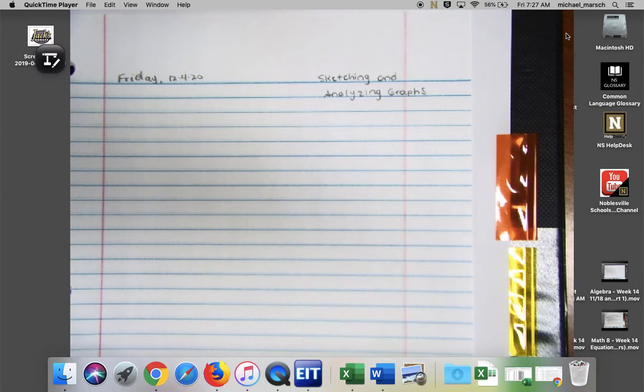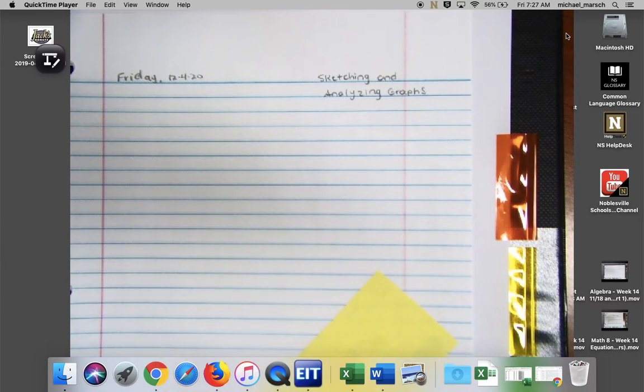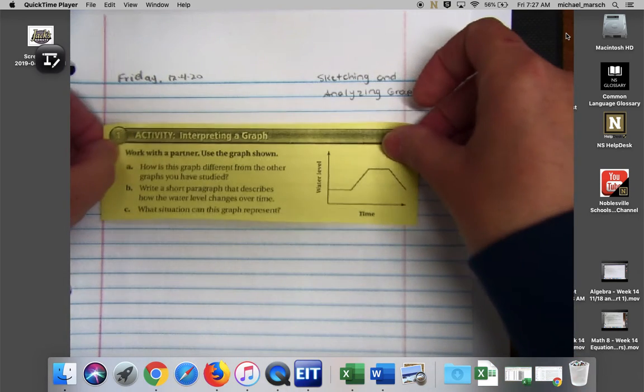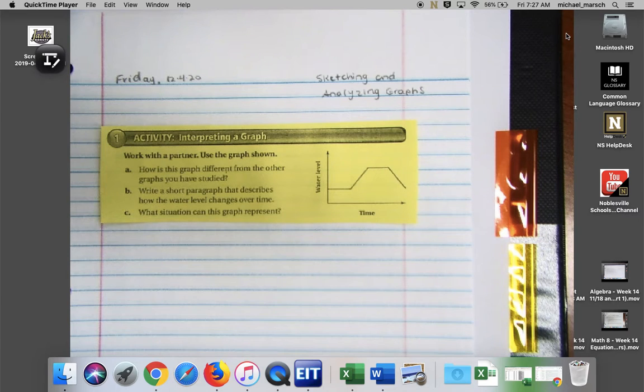All right, so what we're going to do is glue in activity 1. And it says work with a partner, use the graph below. Obviously we're not going to be working with partners right now. You're just going to be working by yourself and listening to me.